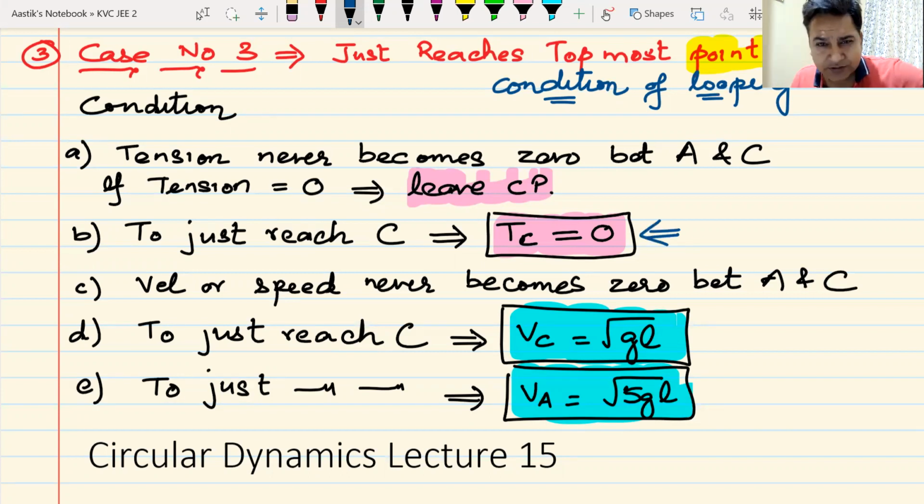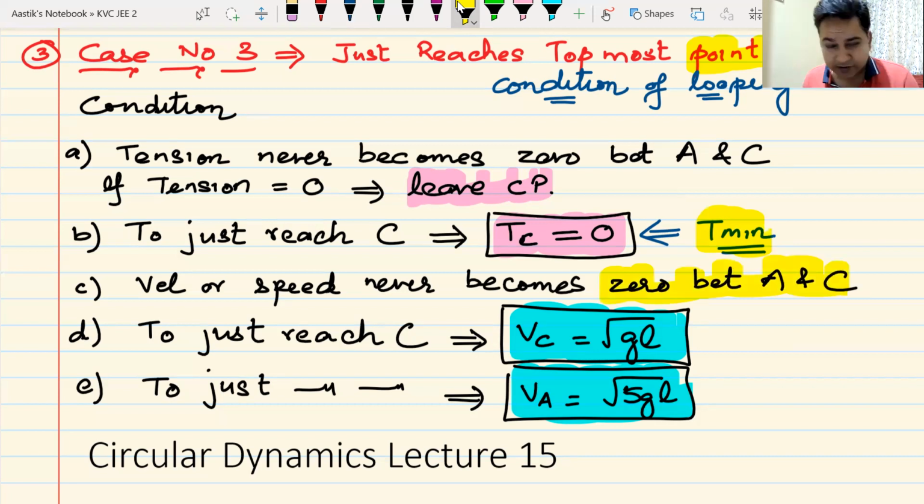If the tension becomes 0 at the highest point, and I know that tension is minimum at the highest point, did I tell you that? Yes or no? Do we recollect? That tension is minimum at the highest point, yes or no? Yes, sir. So if this tension is minimum at the highest point and it becomes 0 at the highest point, it can never become 0 between A and C. So if it never becomes 0 between A and C, it will not leave the circular path. It will reach the highest point, and this velocity at the highest point will be root over GL.